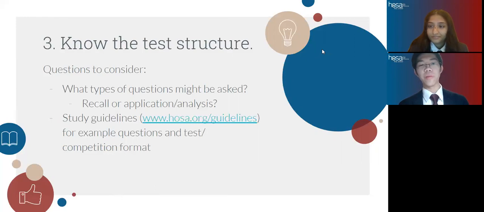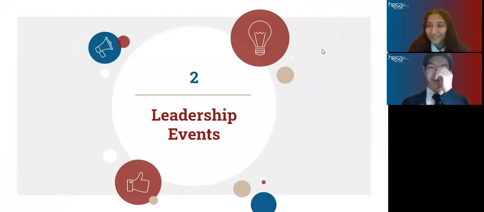So also make sure to familiarize yourself with the guidelines. You can also find example questions and the test and competition format on the guidelines, and that'll actually be found at hosa.org/guidelines for all of the more than 60 events we've had. Now on to you, Sia, for the leadership events.